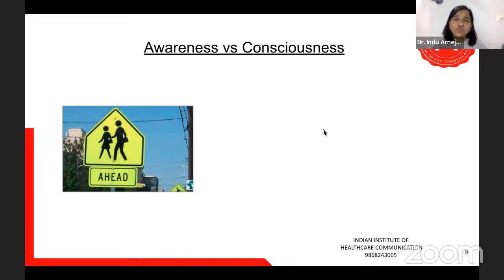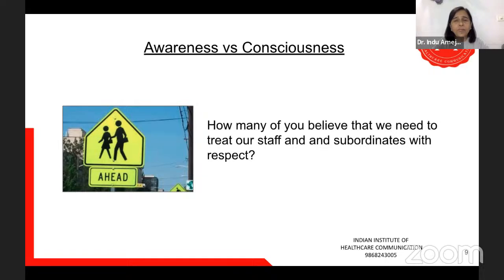Some of us who smoke, we know smoking is injurious, but how many of us really remember this, or how many of us really care for it? Rash driving is not a good idea, we all know, but we see youngsters doing the same. So that's the difference between awareness and consciousness. You know, but how much of it do you really apply?